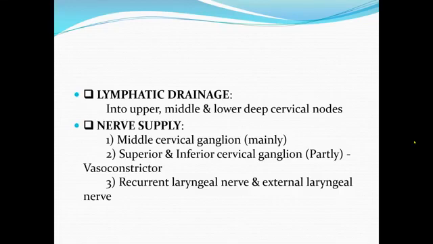There are right and left recurrent laryngeal nerves. The right recurrent laryngeal nerve loops around the subclavian artery. The left recurrent laryngeal nerve has a longer course. We will discuss further about the recurrent laryngeal nerve in the operative phase.